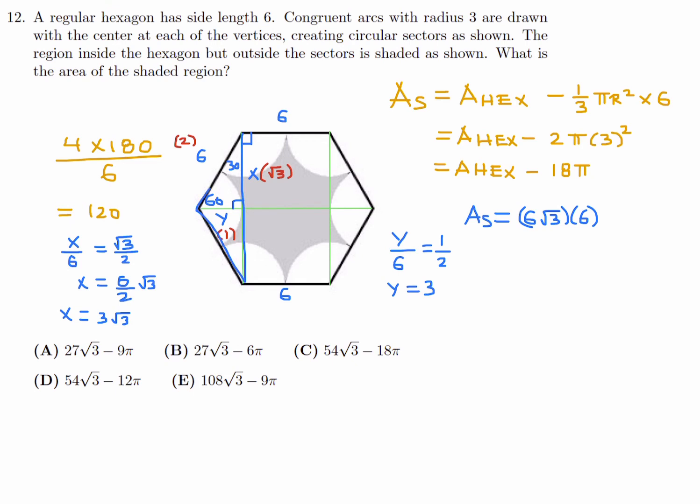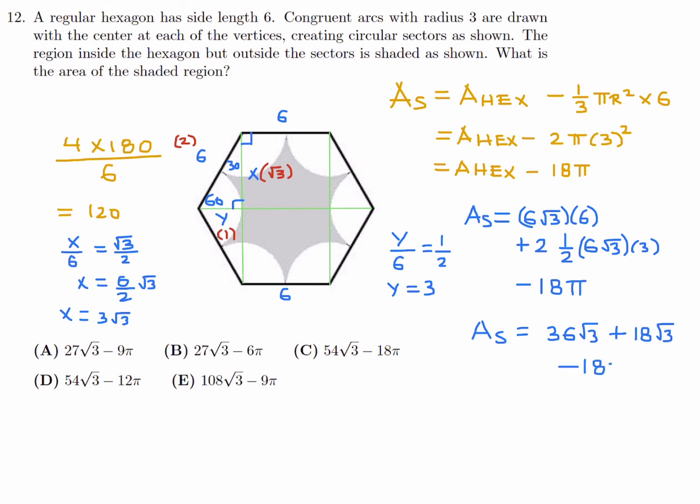Now we have to add these triangles. There's 2 of them, and they're identical. So it's going to be 2 times 1/2 base times height, because there's 2 triangles. The base is 2x, which is basically 6 root 3, and the height is this y, which is 3. And that's it. And then, of course, don't forget to subtract that 18 pi. So now simplifying, this is going to be, what, 36 root 3 plus, let's see here, 18 root 3 minus 18 pi. And that is 54 root 3 minus 18 pi. And that's exactly what I had predicted. So number 12, the answer is C.